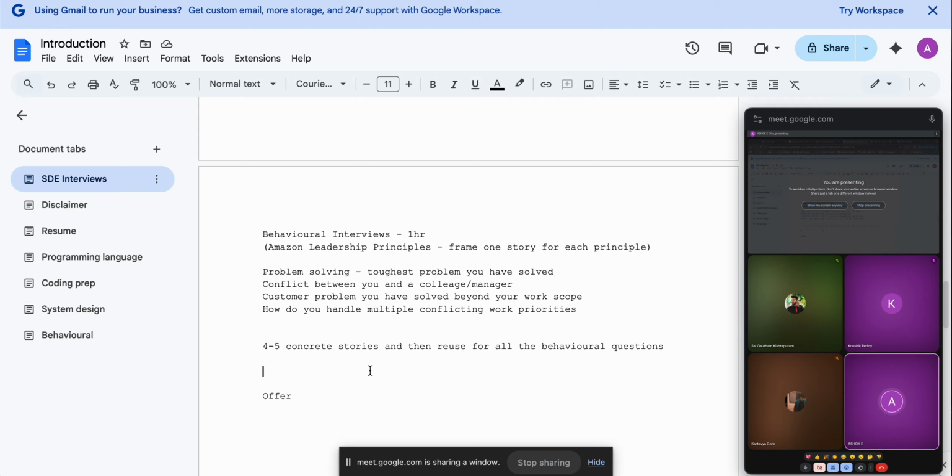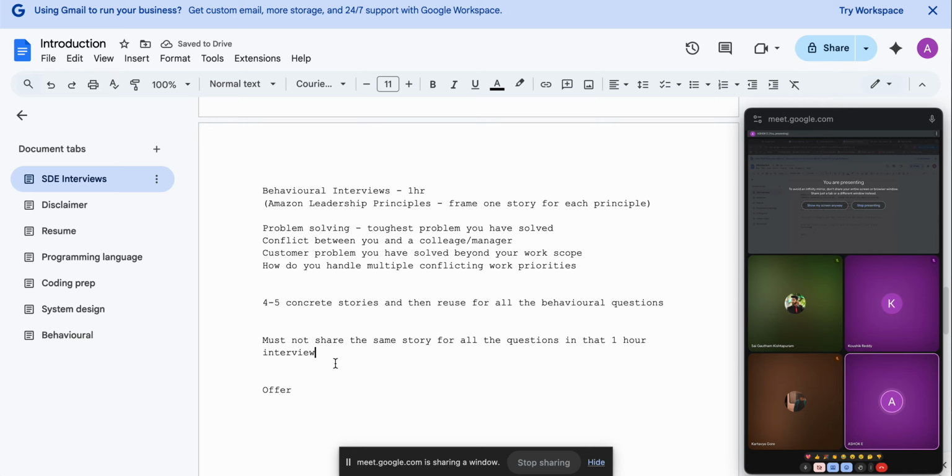But what you essentially need to make sure is you must not share the same story for all the questions in that 1 hour interview. Then what they'll think is, okay, this guy hasn't done a lot of work in their current company. This will be their assumption. So you need to make sure you have at least 4 to 5 different stories explained in that 1 hour interview, right?